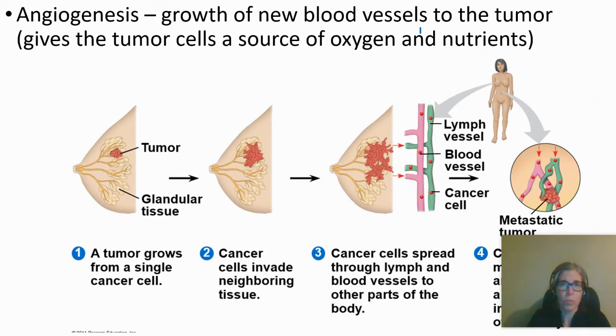Angiogenesis means the growth of new blood vessels to the tumor. So if the tumor has released growth factors for blood vessels to grow toward the tumor and feed the tumor, then that's also not a good thing. Because if they have blood vessels, they will get oxygen and nutrients. And if they don't, it'll be a little bit more limited because they won't be able to grow as quickly without the oxygen and nutrients that they need.